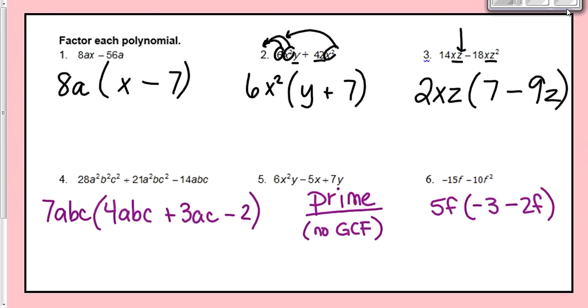So there's my 3 answers for 4, 5, and 6. Kind of glance through those, make sure you did okay. The one that you probably got tripped up on is number 5, and you'll see there that I have a weird answer. My answer there is prime.